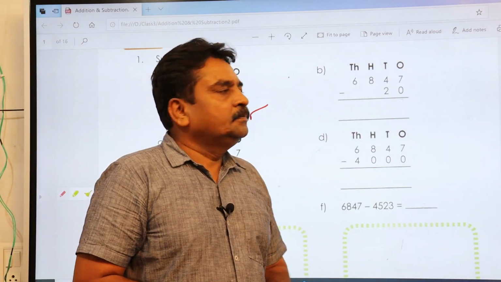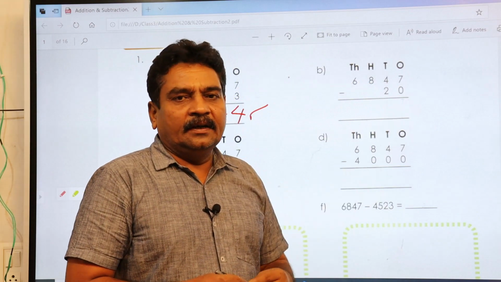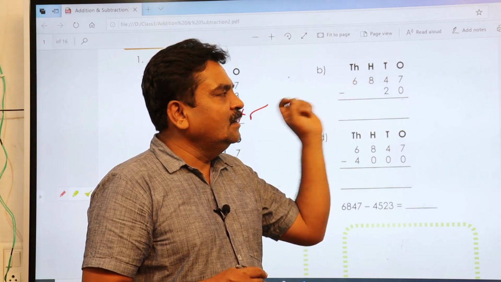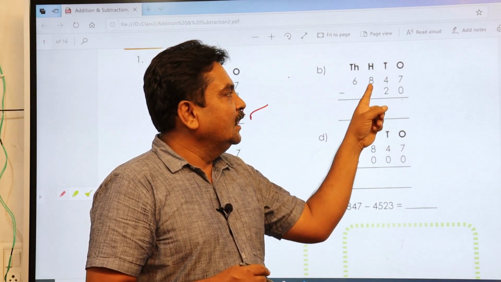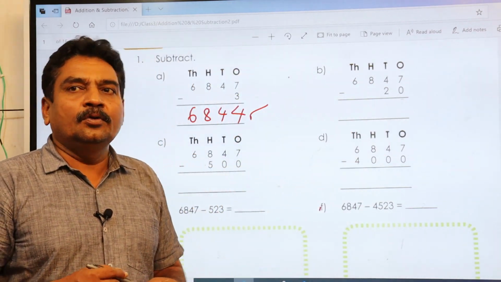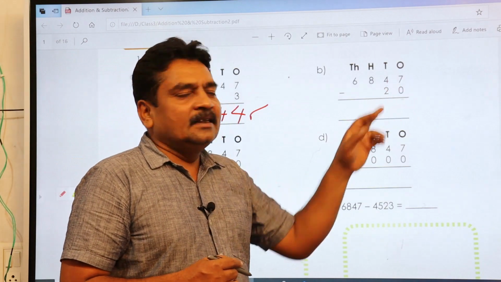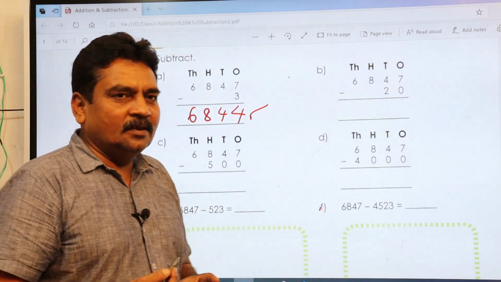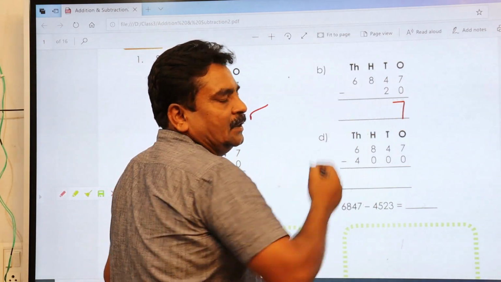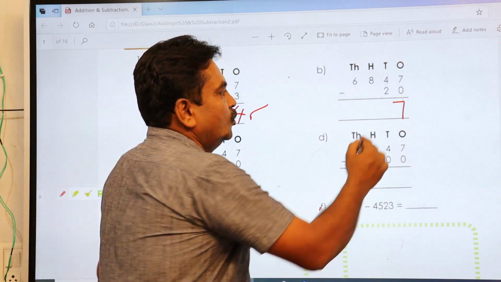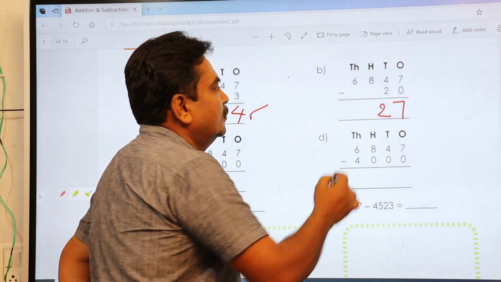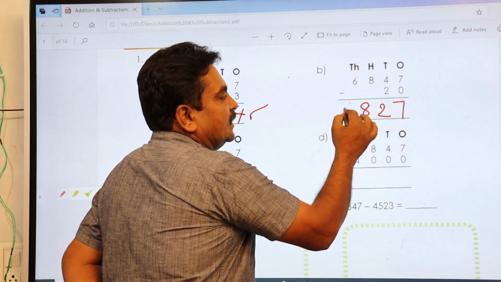Come back to this one. 6847 minus 20. This is ones place, tens place, hundreds place, and thousands place. It means 6847 minus 20. So how are you people going to do it? That is 7 minus 0. We are removing 0 from 7, which means you are removing nothing. The value remains the same, that is 7. 4 minus 2. 4 minus 2 is how much? 2. Then 2 and 8. Down you don't have any number, so write down 8 as it is and 6 as it is.